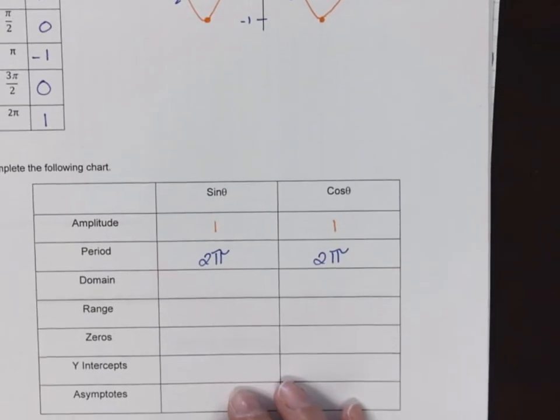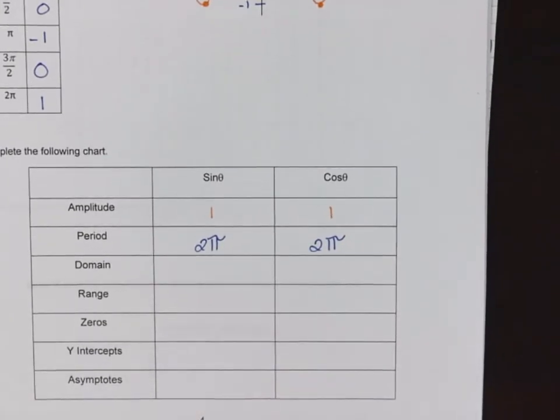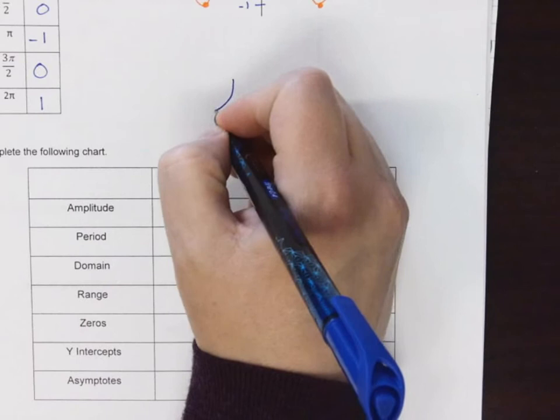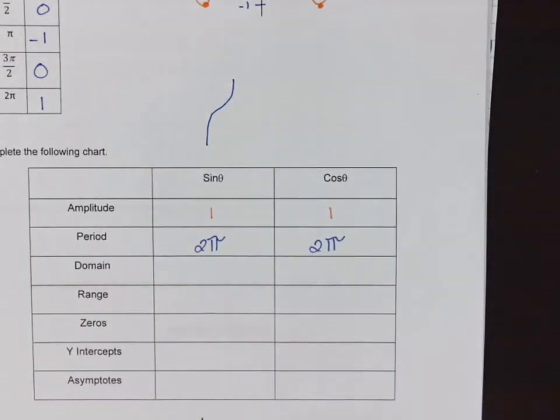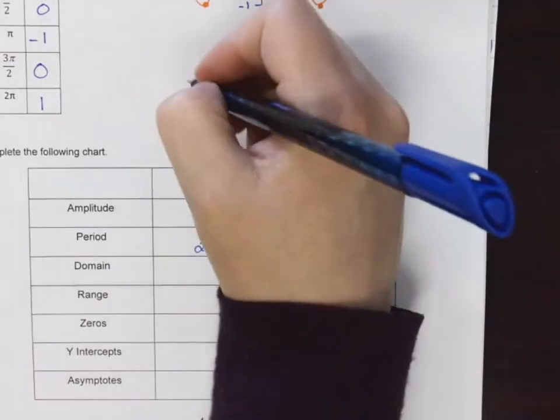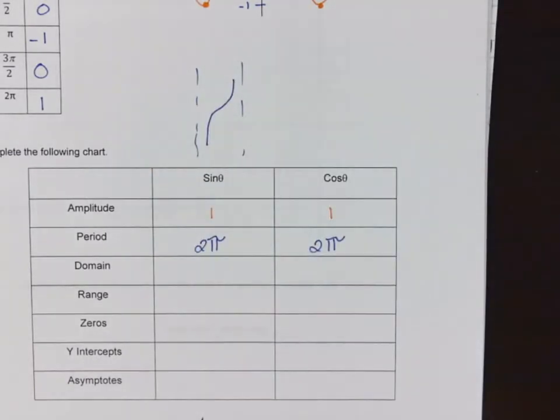FYI, tan is not 2 pi. Tan is pi. Tan is not a circle. Tan is like a wavy sideways graph, and then it's got asymptotes on either side of it.